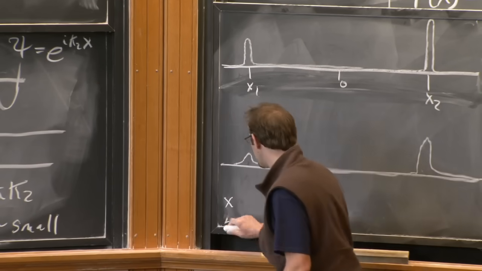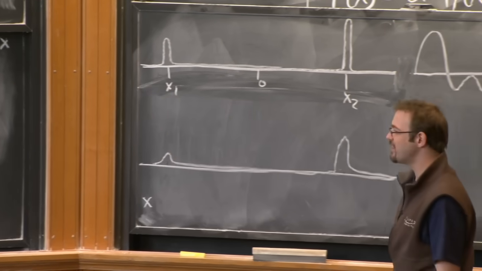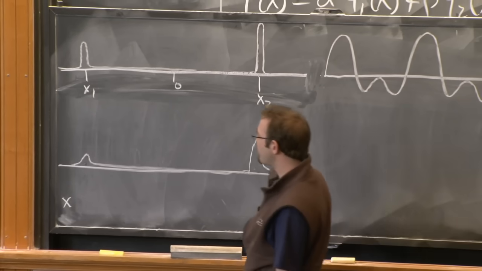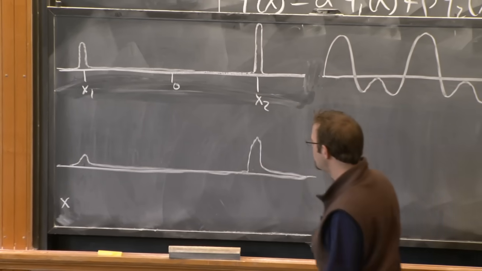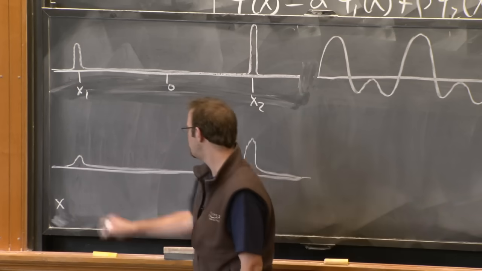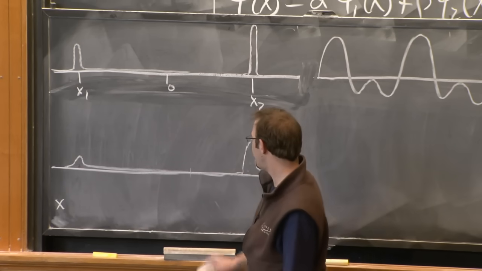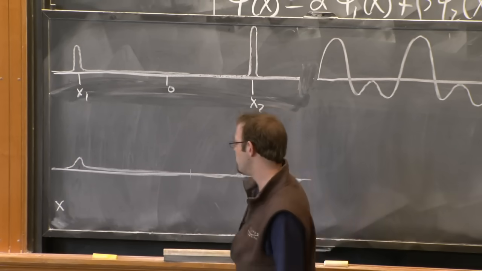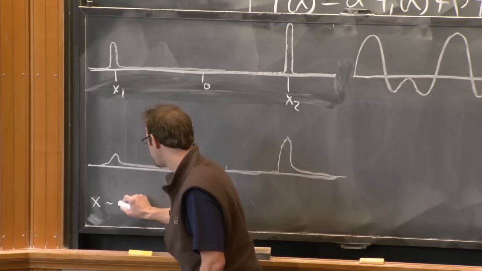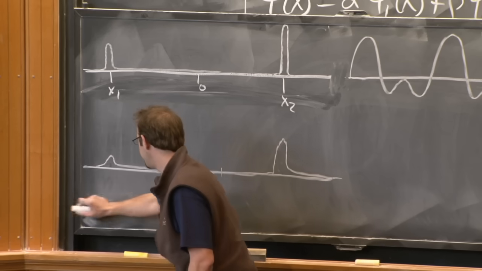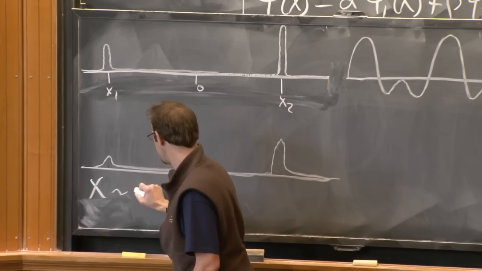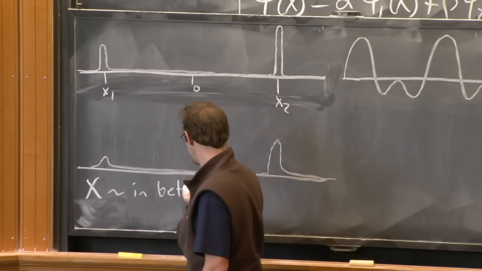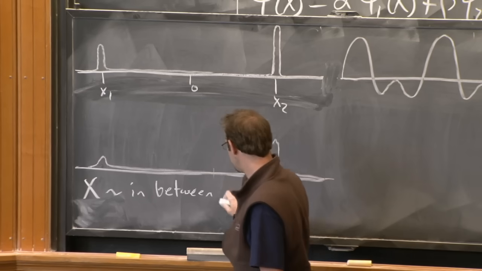So where am I going to find the particle? Well, now we have to define this, where I'm going to find the particle. Look, if I did this experiment a whole bunch of times, it'd be over here more than it would be over here. So the average will be somewhere around here. It'll be in between the two. So x is somewhere in between. That's where we expect to find it, on average.